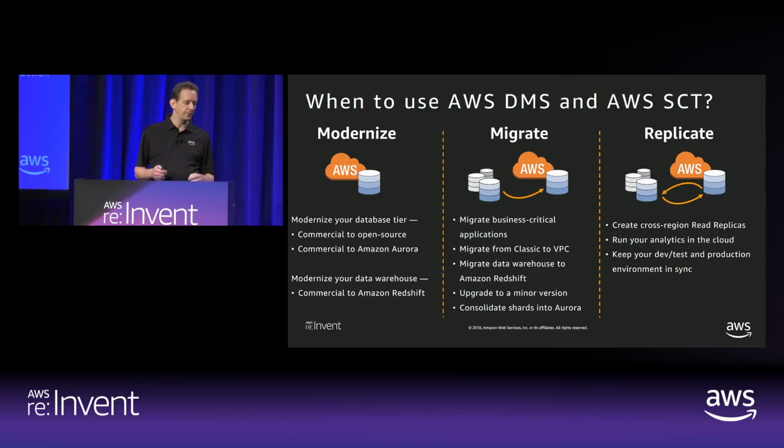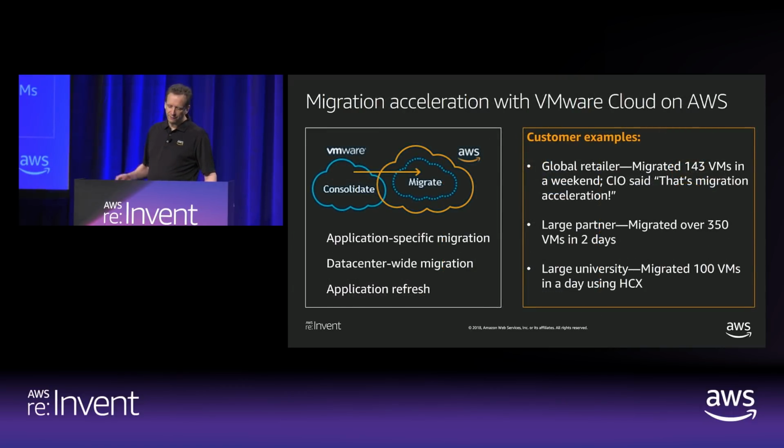Depending on what you're doing, if it's more of a warehouse scenario, you might want to migrate to Redshift. So we have several options there. And then finally, if you're running VMware on premises, we do have VMware Cloud on AWS, and that's certainly another option that you're going to want to look into.